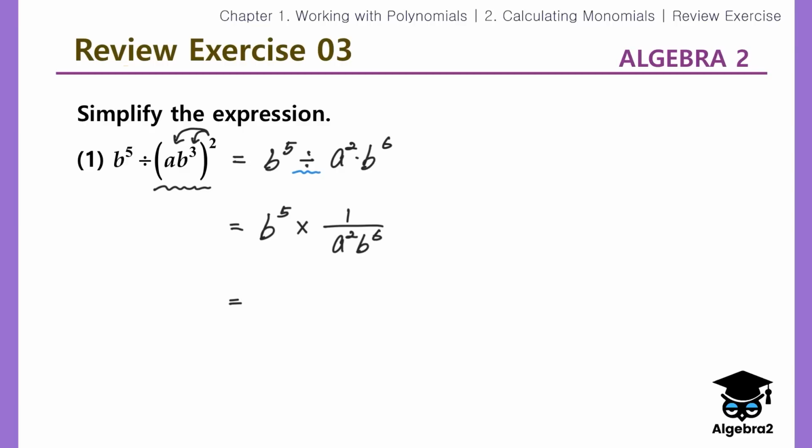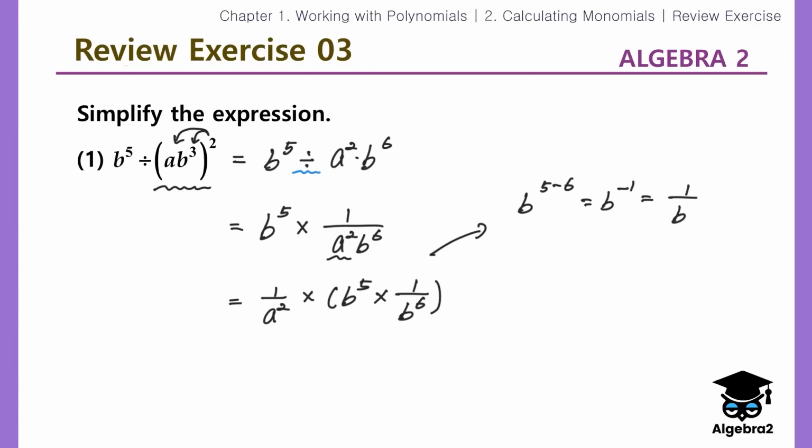So that is equal to, we only have 1 over a squared, variable a, and we have b5 times 1 over b to the 6. That's b5 minus 6, which is b to the negative 1. So that is equal to 1 over b, right? That's 1 over b. So equal to 1 over a squared times 1 over b. That's just 1 over a squared b.